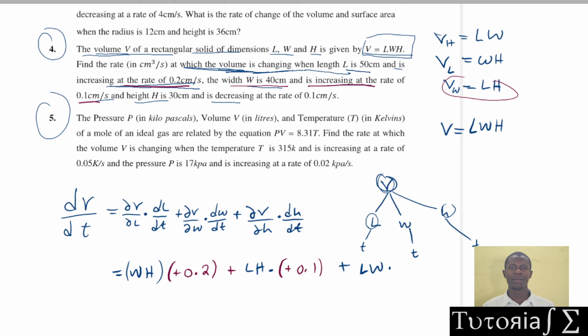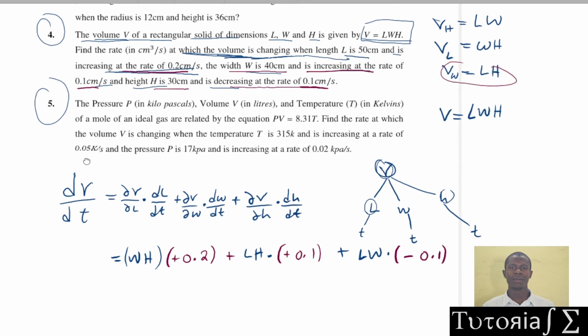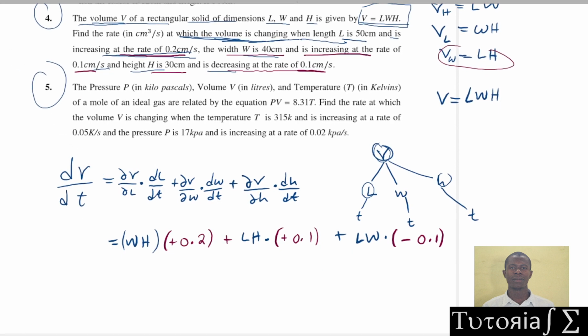So H with respect to time, where is H? H is 30 and is decreasing. So decreasing is negative, so that would be negative 0.1. Okay, so H is decreasing, so that would be negative. And now we just plug in the variables of W and H and L.